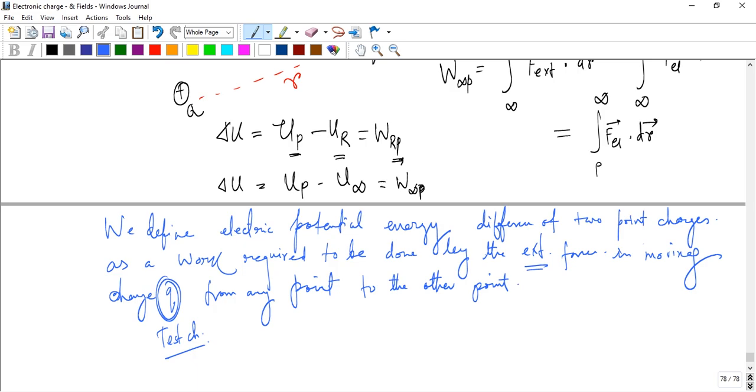The electric field is of an arbitrary charge configuration.